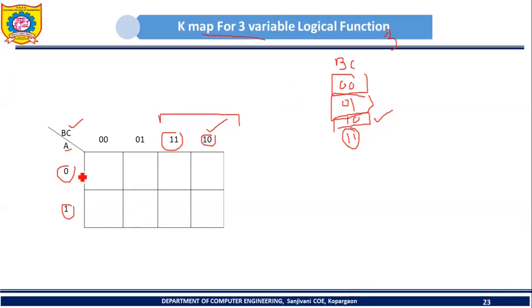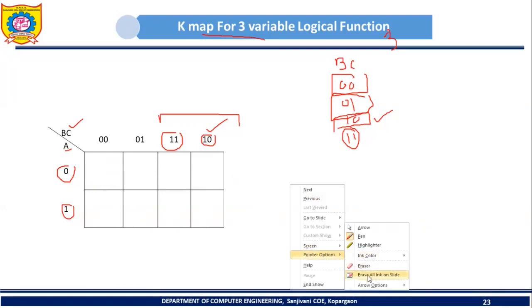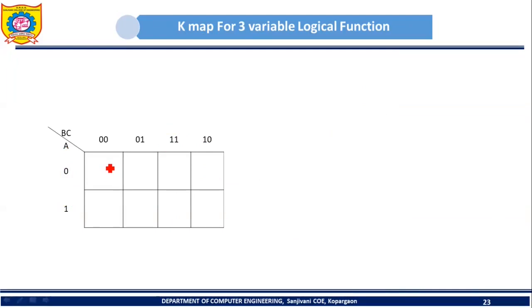So let's start with this first cell. Can you tell me which input combination will correspond to this particular cell? Yes, this cell will correspond to one input combination, and which is that input combination? 000. So see, 000 is a binary number. If I convert it into decimal, then I will get 0, right? So I can say that this particular cell is cell 0, or this particular cell corresponds to input combination 0. Or in other words, I can say that this particular cell corresponds to minterm 0.